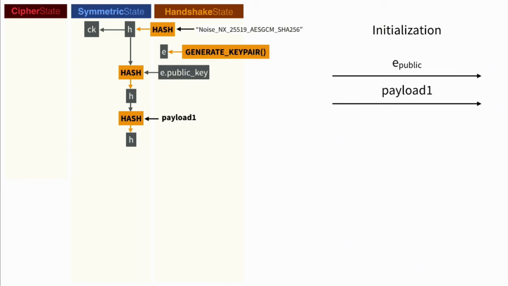I'll change this part by just absorbing it. But this is pretty much what the H value is. It's an absorption of every message we send and receive. So it's the same thing on both the client and the server.